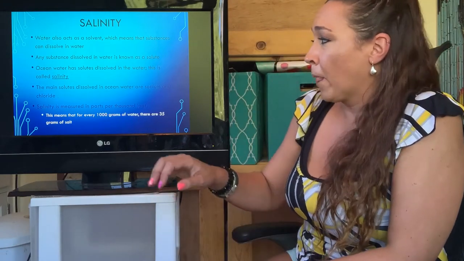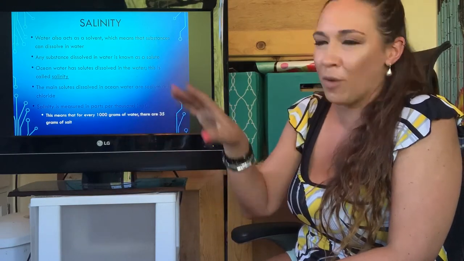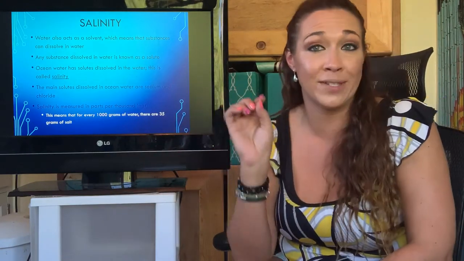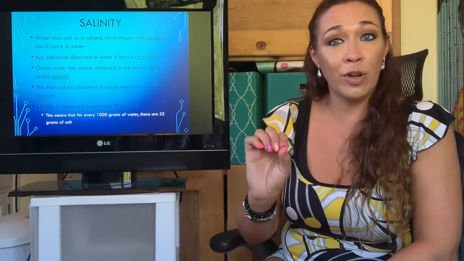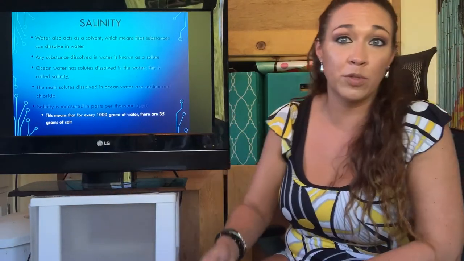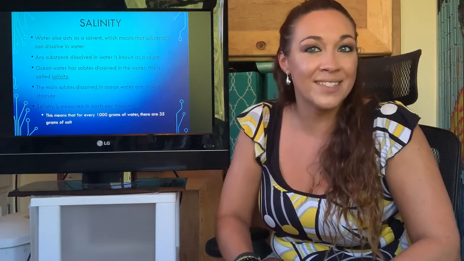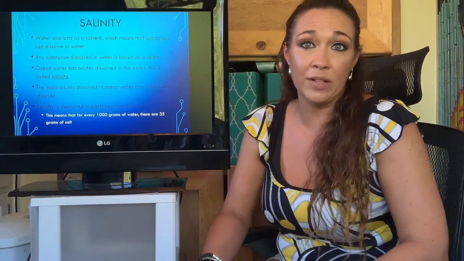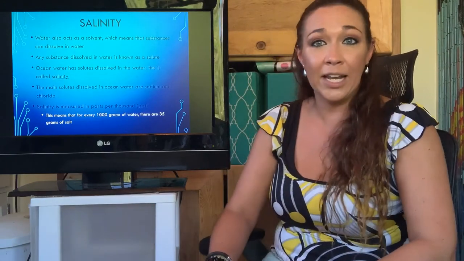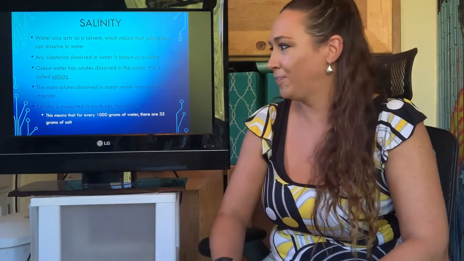So typically, we have 1,000 grams of water. In 1,000 grams of water, we have 35 grams of salt. This is about 3.5% salt, or 35 parts per thousand. So 35 parts per 1,000 grams is what we're talking about, 35 in 1,000. You're gonna hear this a couple different ways, either 3.5% salinity or 35 parts per 1,000. Make sure that you know both of those numbers because both of them are correct. It depends on which one you're actually using. So that is salinity, talking about the dissolved solutes in the solvent, or the water.